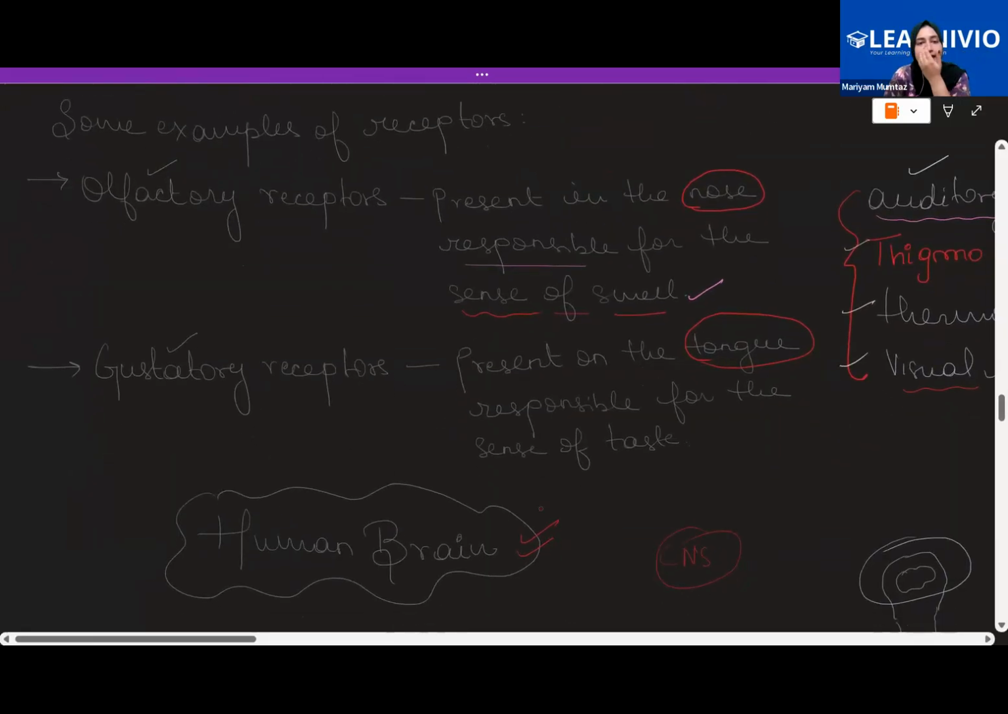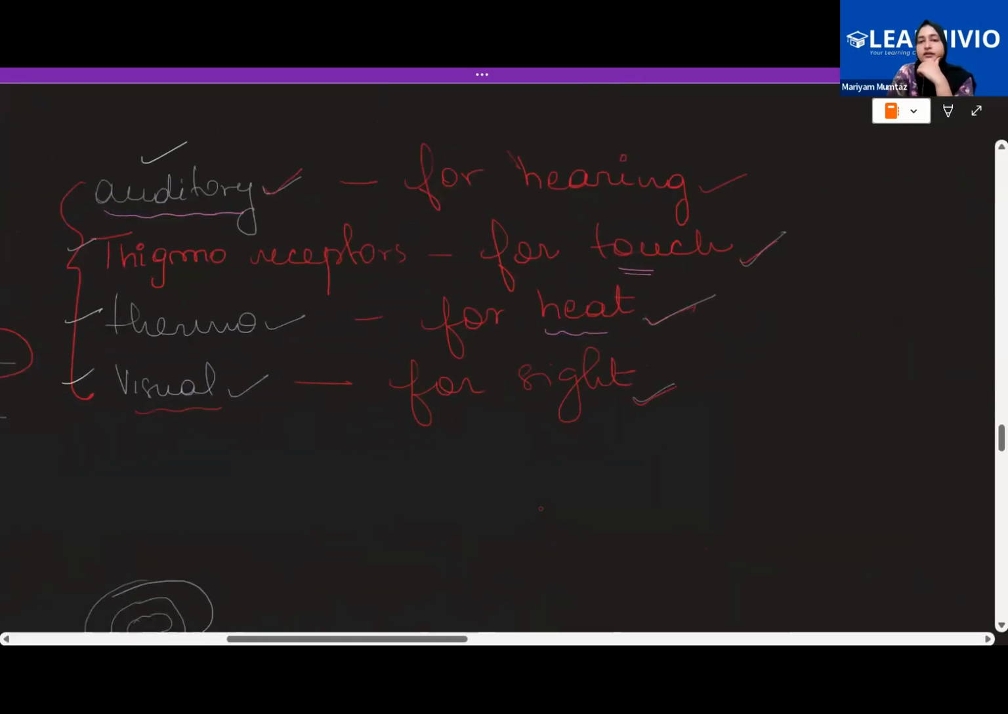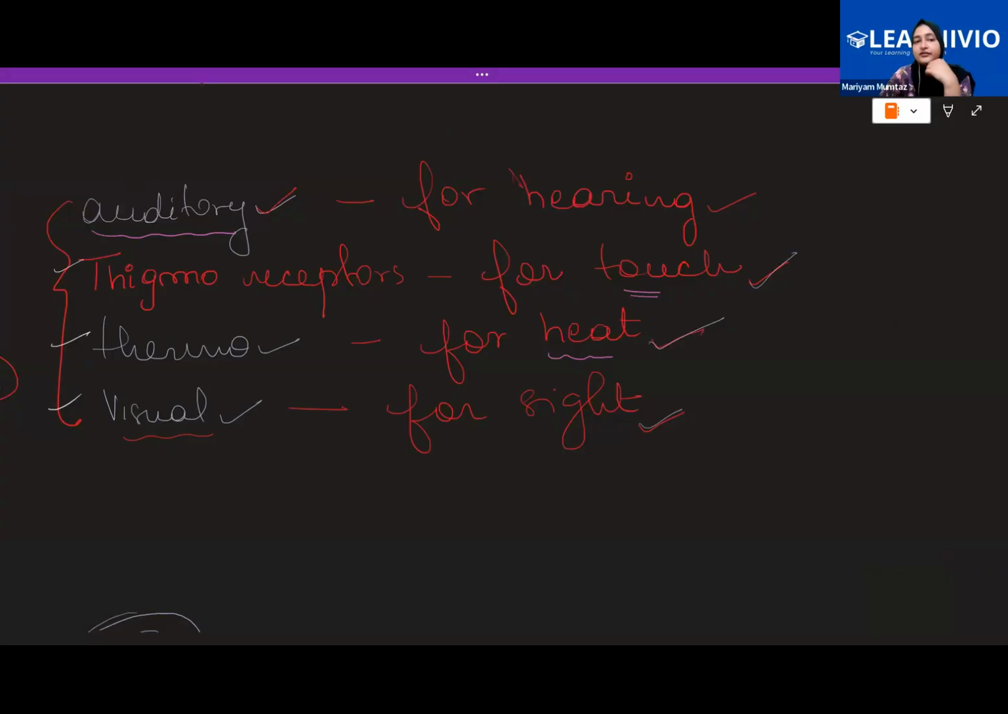Then we have also seen the various examples of receptors. Have you written this part down in your notebooks or notes? Yes, ma'am. So we have seen the various types of receptors, like olfactory receptors and gustatory receptors. Olfactory receptors are for the sense of smell and they are present in the nose. Gustatory receptors are present on the tongue and are responsible for the sense of taste. Then the auditory receptors are responsible for the sense of hearing, and they are present in our ears. Thigmoreceptors are responsible for the sense of touch, thermoreceptors for the sense of heat, and visual receptors for the sense of sight.